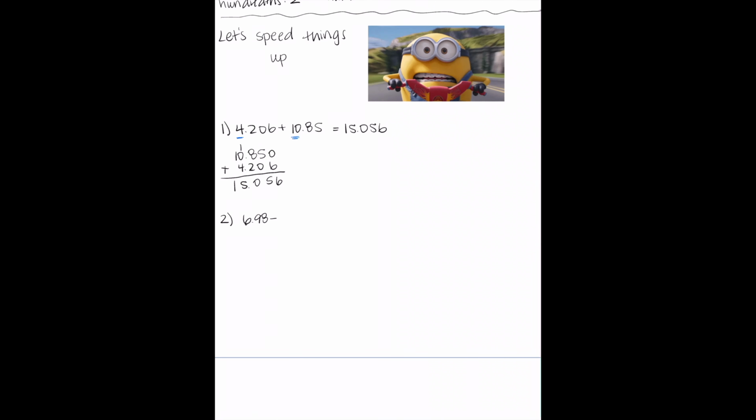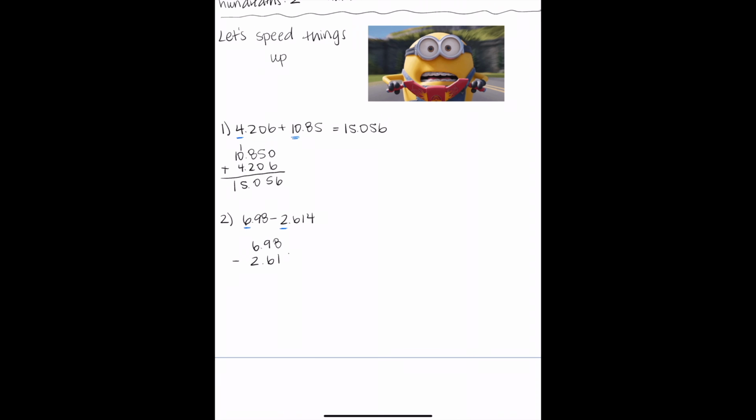For number 2, we have 6.98 minus 2.614. So again, we'll put the larger number on top once we stack them vertically, right? 6 is greater than 2, so we'll put the 6 on top, and then we'll adjust accordingly just to make sure that everything's aligned. So 6.98 only has 2 place values after the decimal point, but the 2.614 has 3. So above the 4, we'll put in a 0 after the 0.98 just to make sure that everything's aligned.